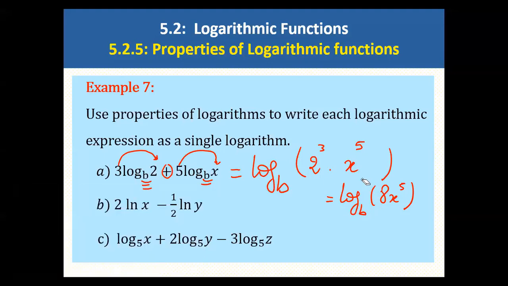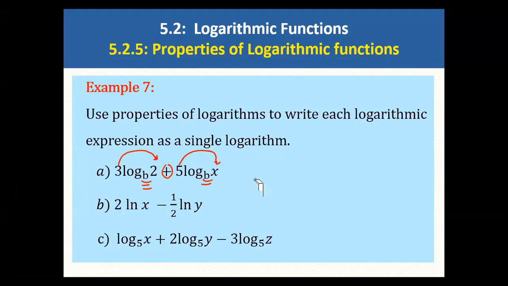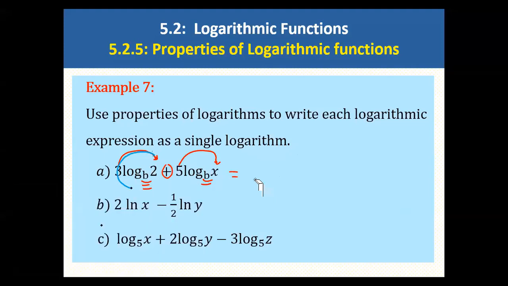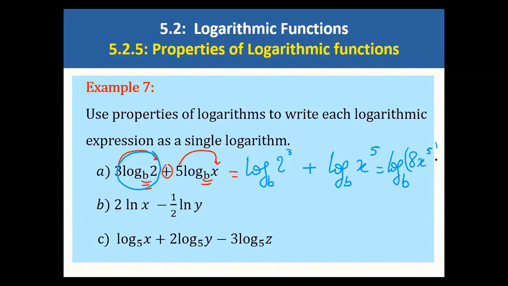If you master it, you can do it fast. If you want to do it step by step, you start with this step: 3 log base 2 becomes log base 2 of 2 cubed, plus log base b of x to the 5, and then you transform the addition into a product: log base b of 8x to the 5. Okay, so if you want to do it properly, step by step.